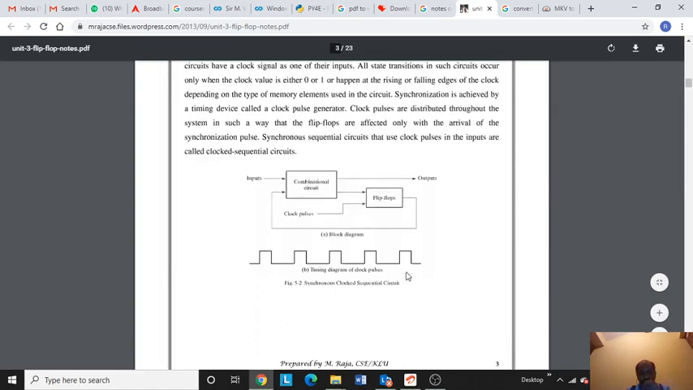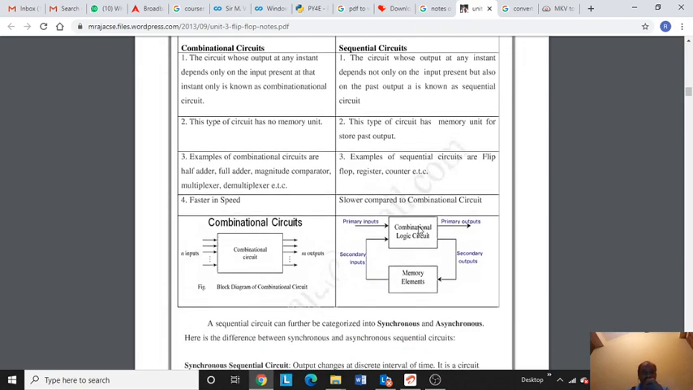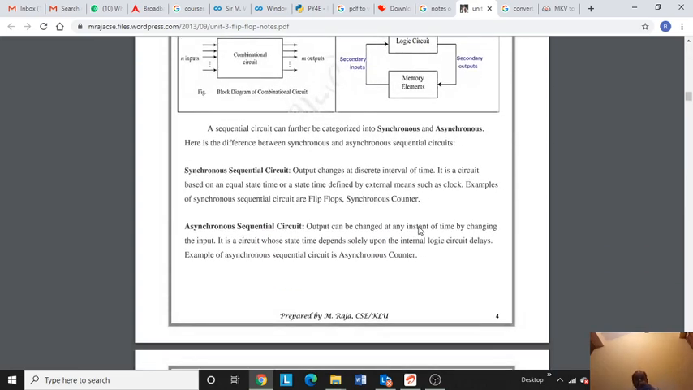Right? Okay. Now these are all the differences between the combinational circuit and the sequential circuit. The examples of combinational circuits are half adder, full adder, magnitude comparator, multiplexer, demultiplexer, etc. Now what are the examples of sequential circuits? Flip-flops, registers, counters, etc. Right. So you can see the difference between the combinational circuit and the sequential circuit, and I hope you also come to know what we mean by synchronous sequential circuit and asynchronous sequential circuit.